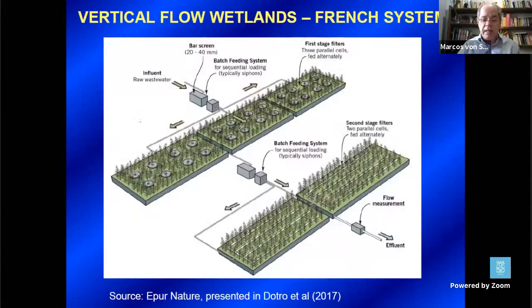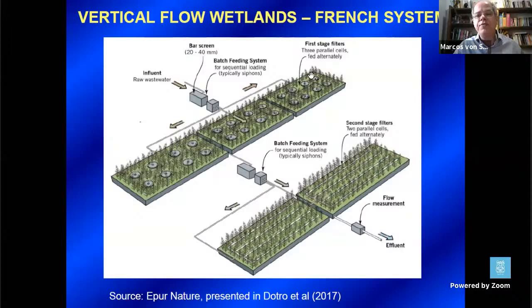This here is a variant I like very much. It's called the vertical flow wetlands French system. So it's the French that conceived this system. And in France, they have more than 4,000 of these units, treating mainly sewage from small communities. Basically, it's very simple. There is no mechanical equipment. You feed using a siphon.